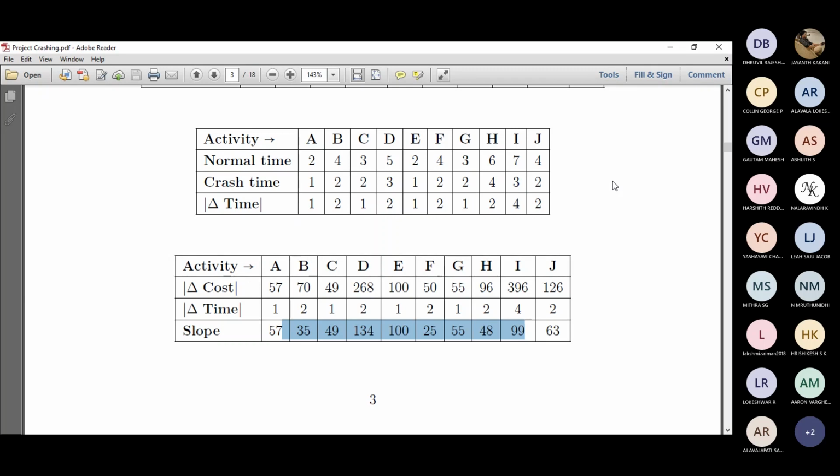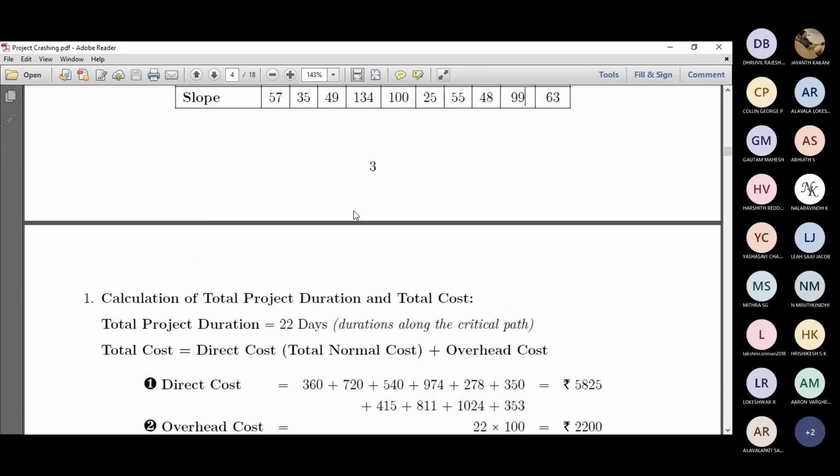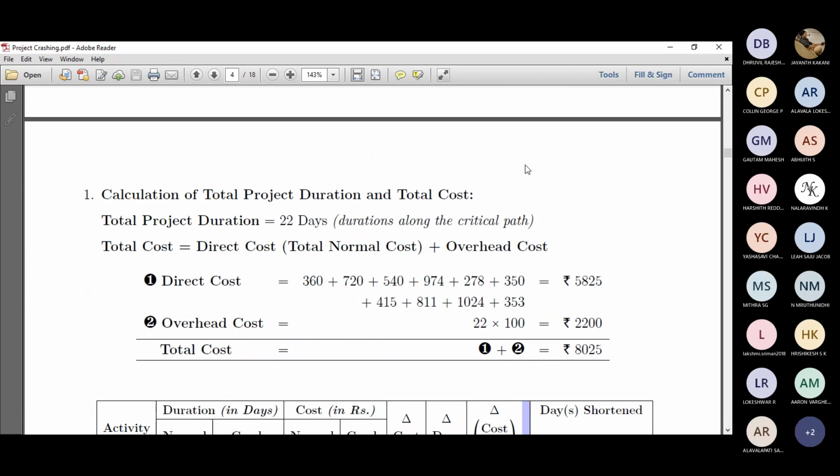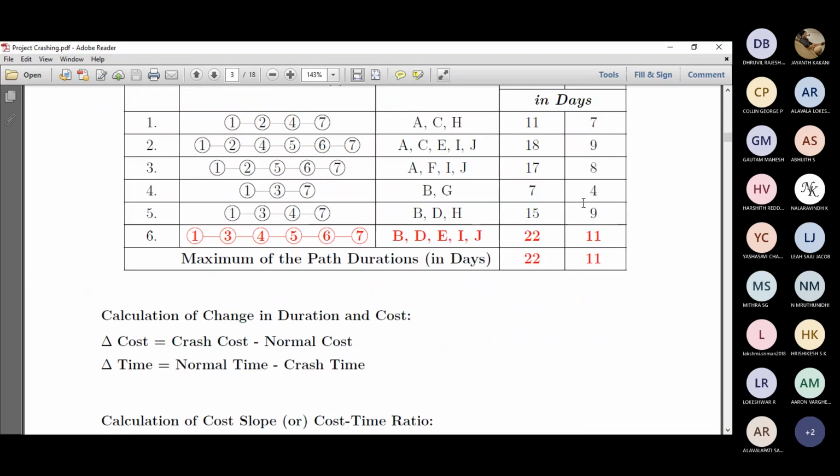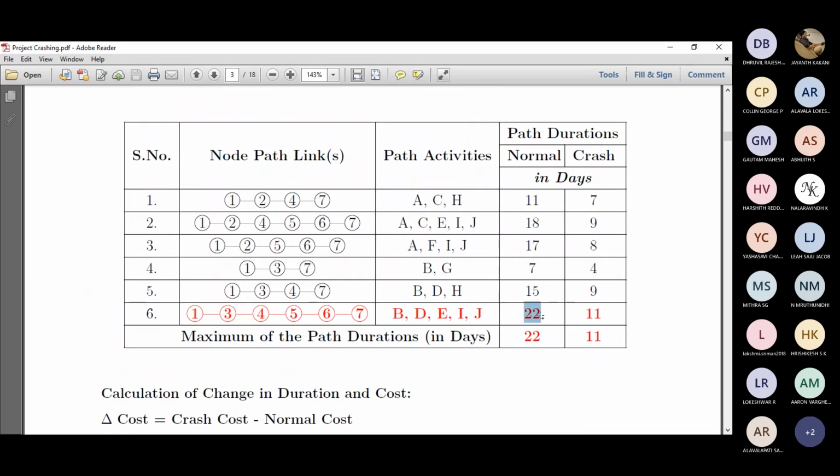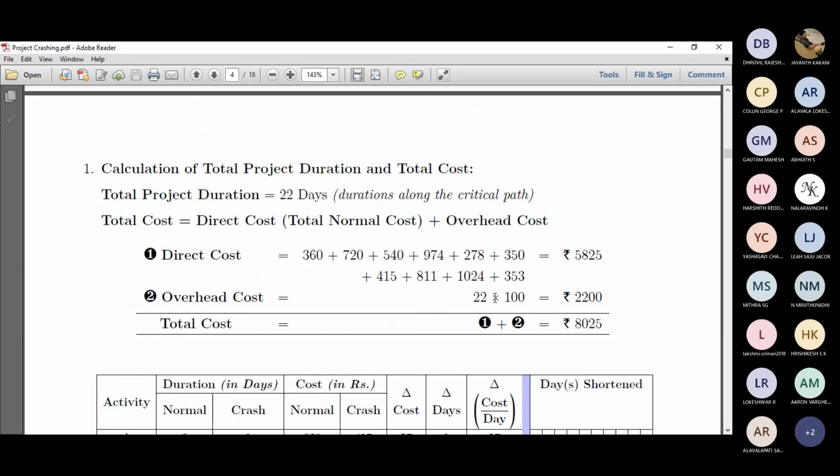Right. Without a further ado, let's get into the actual core concept of project crashing. First, we have to find total project duration. So the total project duration is 22 days. That's a critical path duration, right? So remember in this table, we found out the normal duration's critical path is 22. So that will be the project duration or total project duration, right?